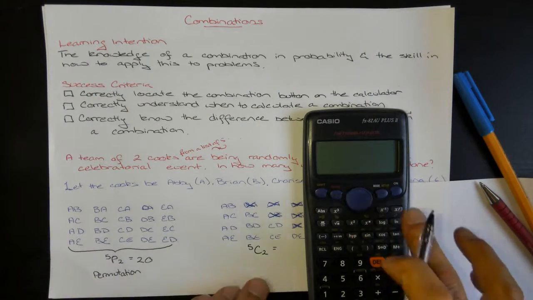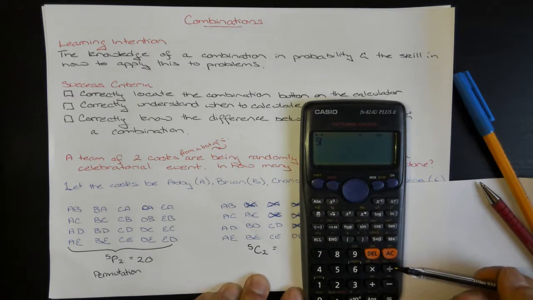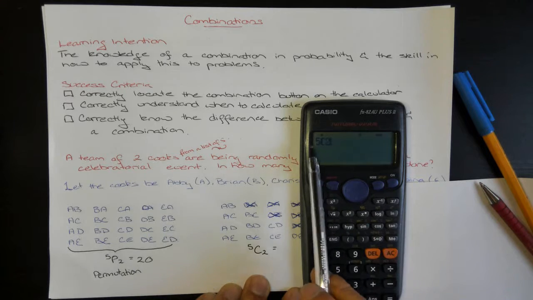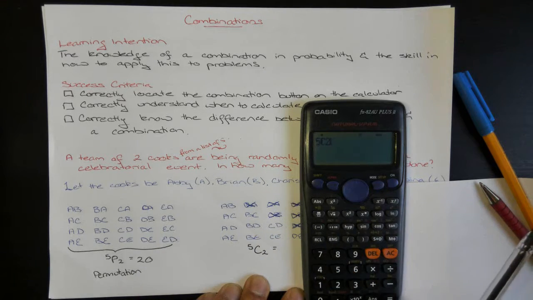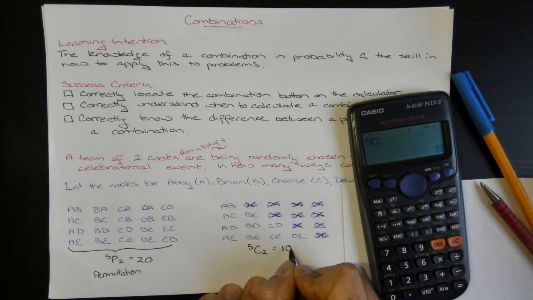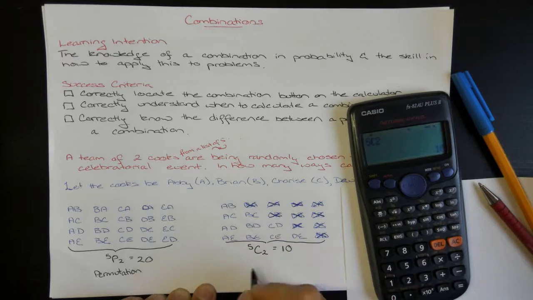And I can do this in my calculator by pressing 5, Shift. On the Casio, it's this one above the divide, so nCr. You get the C. Choose 2 people. So I start with 5 people and I want combinations of 2. So I get the solution of 10. So this here is a combination.